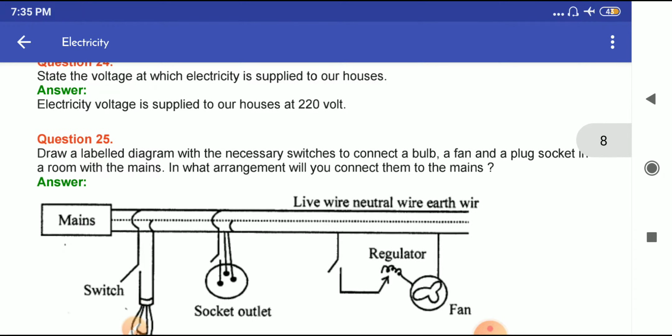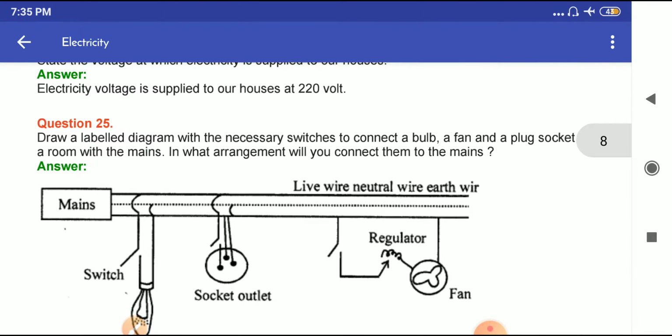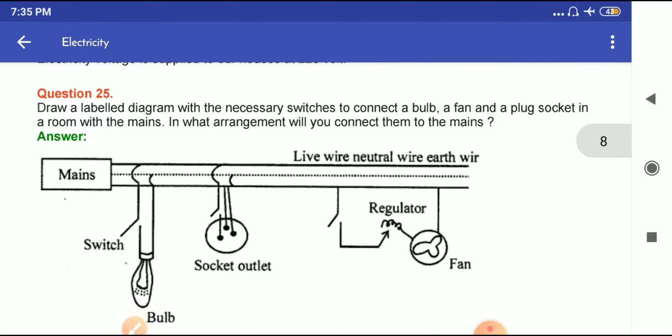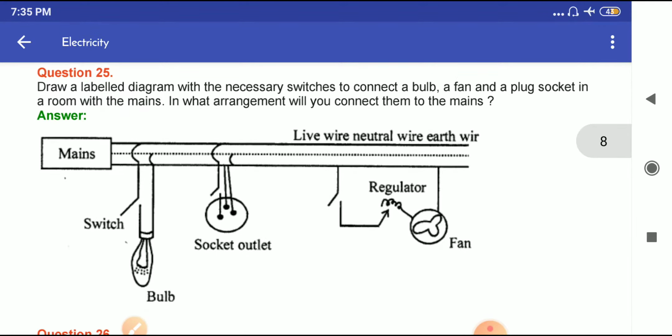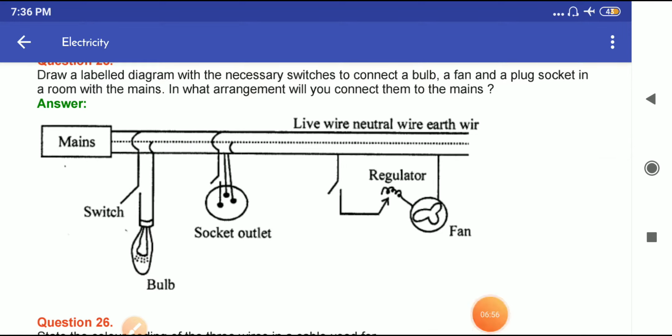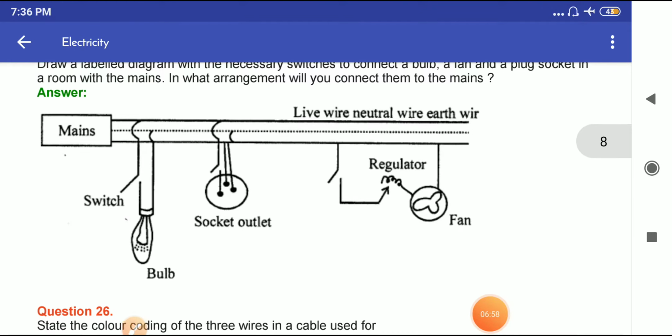Question number 25. Draw a labelled diagram with the necessary switches to connect a bulb, a fan, and a plug socket in a room with the mains. In what arrangement will you connect them to the mains? So this is your answer diagram.